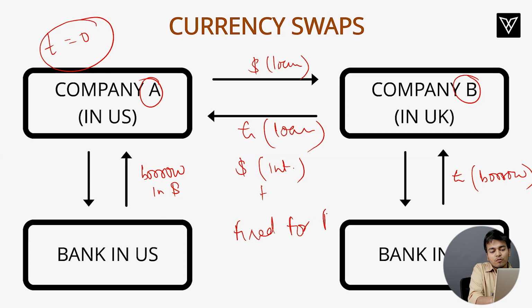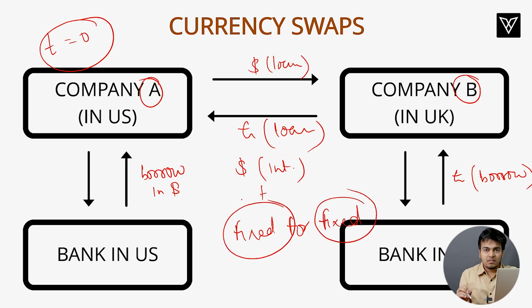What is a fixed for fixed swap? In both the currencies that we are going to discuss, the rate is going to be a fixed rate. We are not going to consider the floating side in either of the two currencies. Otherwise, there could have been four possible cases: fixed for fixed, floating for floating, fixed for floating, floating for fixed. But we are only considering the first one, that is fixed for fixed. The rest are out of our curriculum and we don't really need to discuss those.